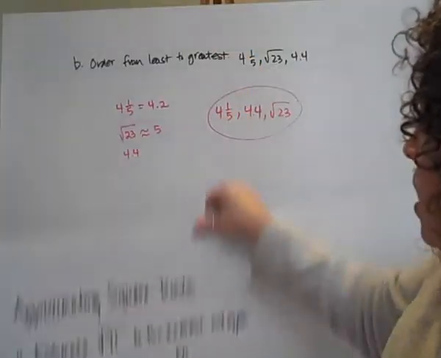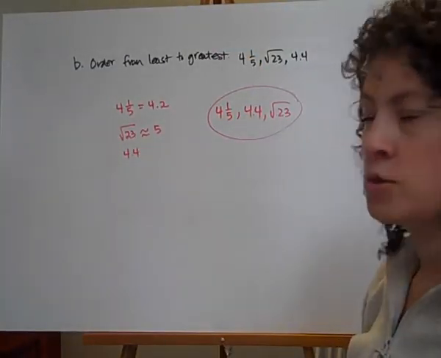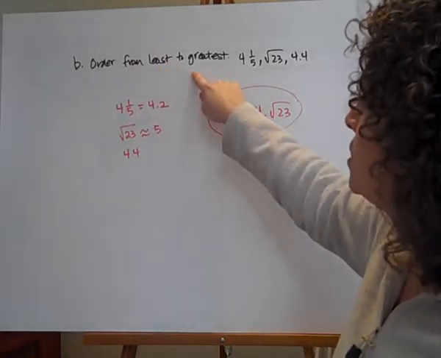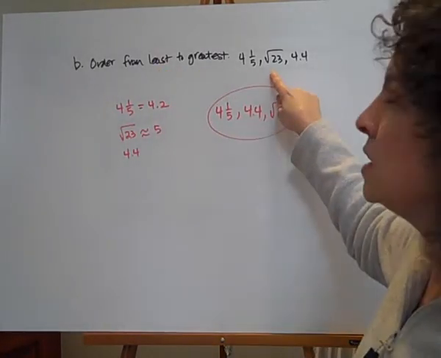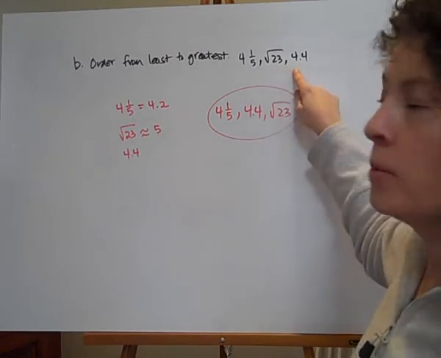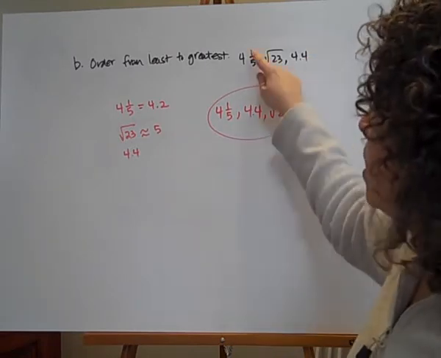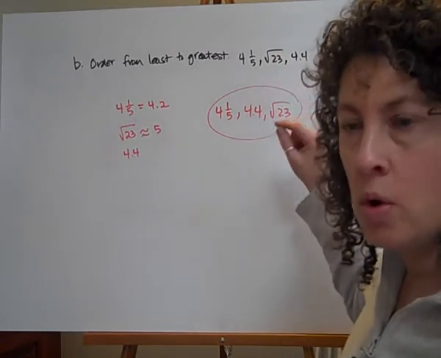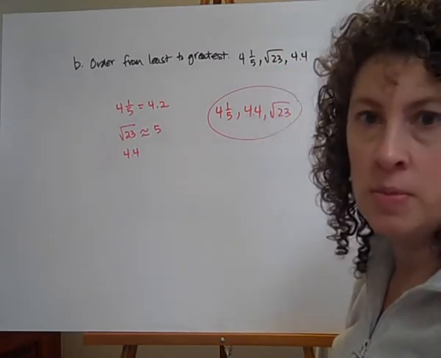All right. When we are approximating our square roots, we can use those to help us put things in order. So we're going to order from least to greatest, 4 1/5, square root of 23, and 4.4. Please remember that when it's asking you to order these numbers, these are the numbers that need to be in order.